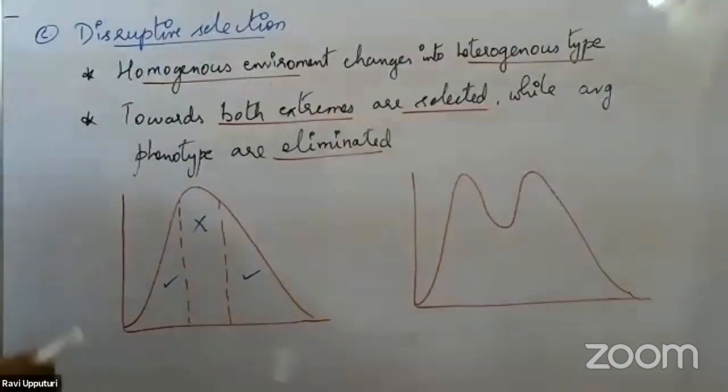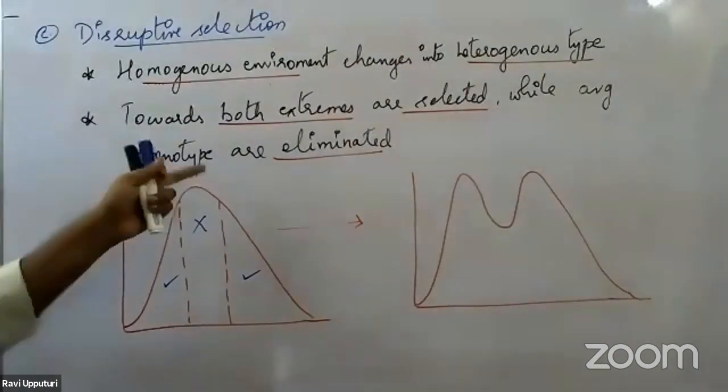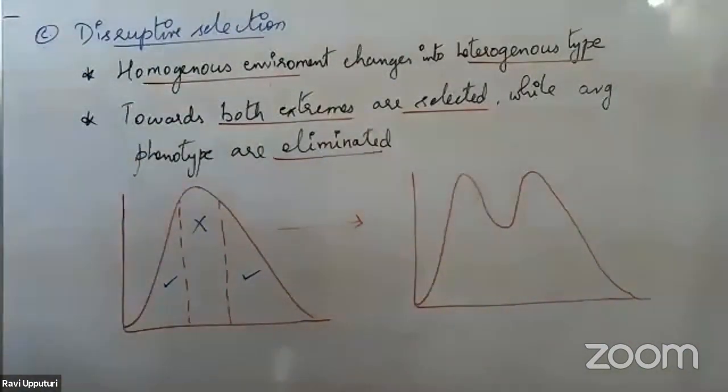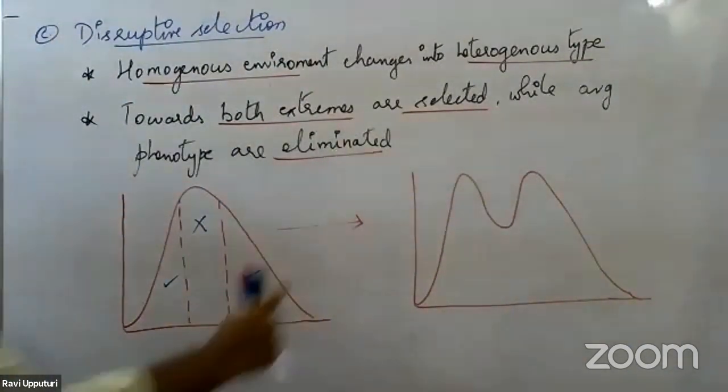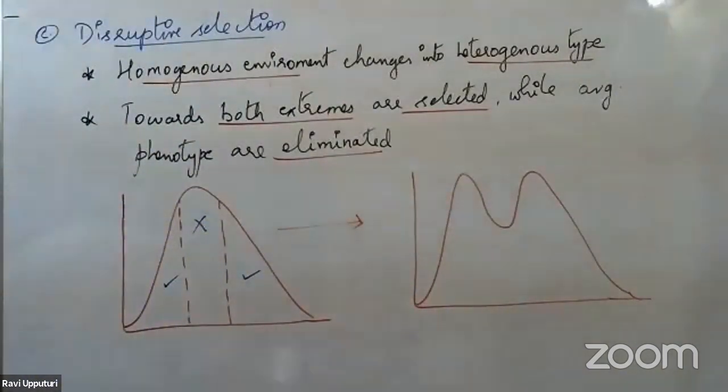Now, as I've already said, this type of selection is considered the rarest of all the three different types of selection we have. But it has the ability to lead to the formation of two or more subspecies or two or more subpopulations, right? So this type of selection, right?